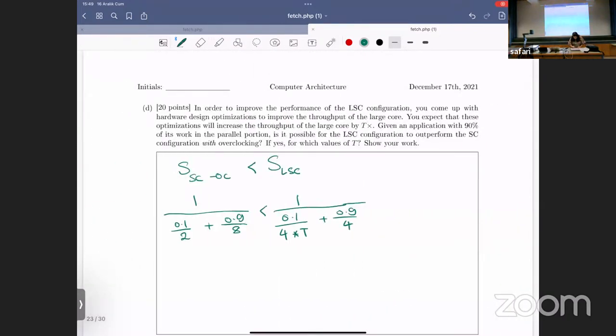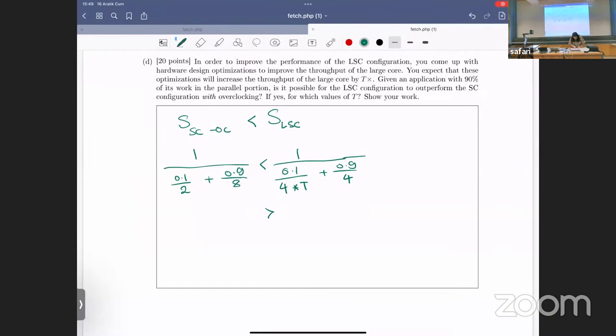Then again, sorry, we do some small things. Let's make everything 80. 4 divided by 80, plus 9 divided by 80. And here I would have 2 divided by 80 T plus 18 divided by 80. Right? So this thing goes away from here and there.